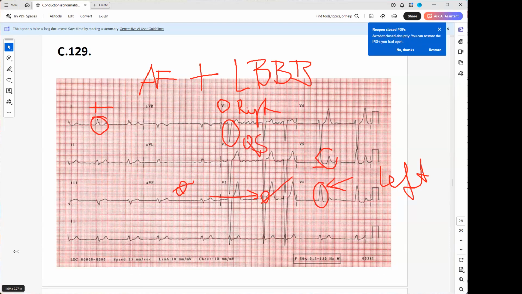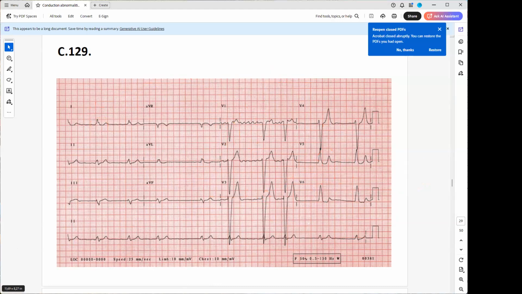But if there was a narrow QRS, then no? This is not narrow, it's wide from the beginning till here. Theoretically, if you had a narrow QRS but you do have a QS complex in V1 and a notched R wave in V5, V6 or lead number one, that can be an incomplete left bundle branch block. Okay, perfect. Thank you. You're welcome. That was 129.